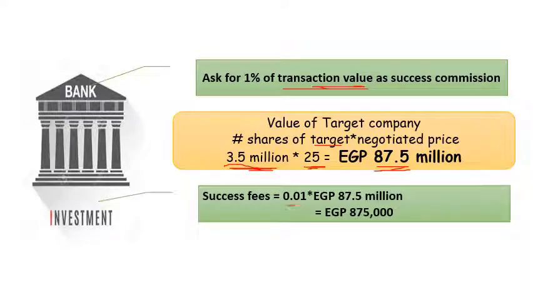and the investment bank will receive 1% of this amount. So the investment bank will receive 875,000 Egyptian pounds as a success commission.